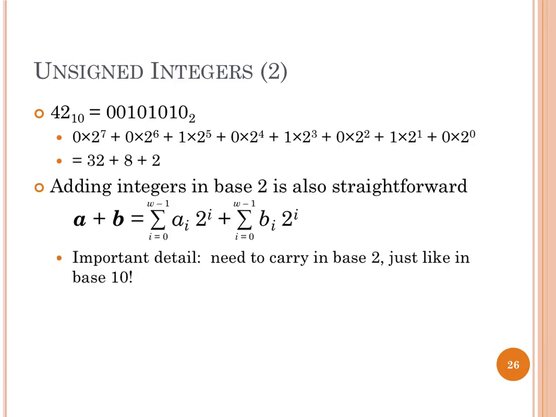Now adding is just as straightforward. We do it in columns, or places, just like long addition. Everybody's familiar with doing that from the distant past. And just like in base 10, you have a carry out that you have to think about. Fortunately, it's just a 0 or a 1, so that makes it nice and simple.